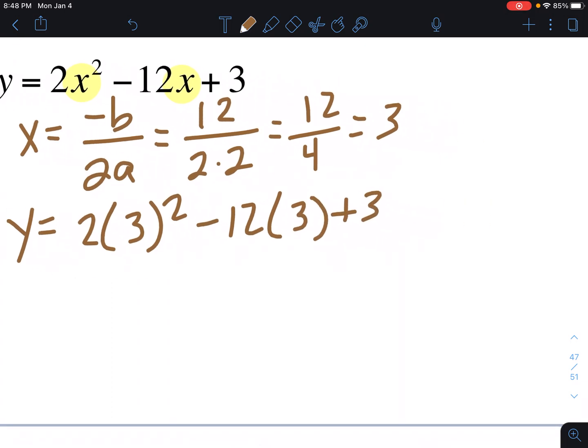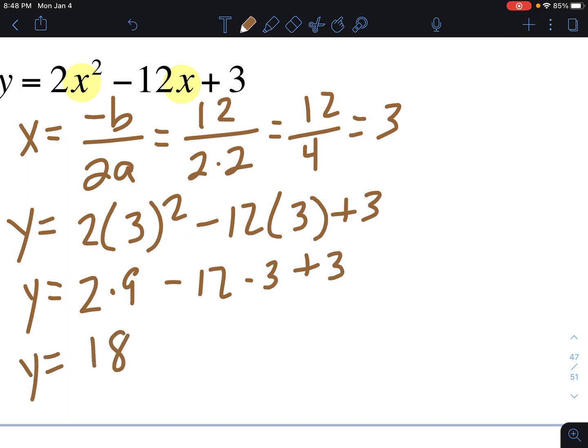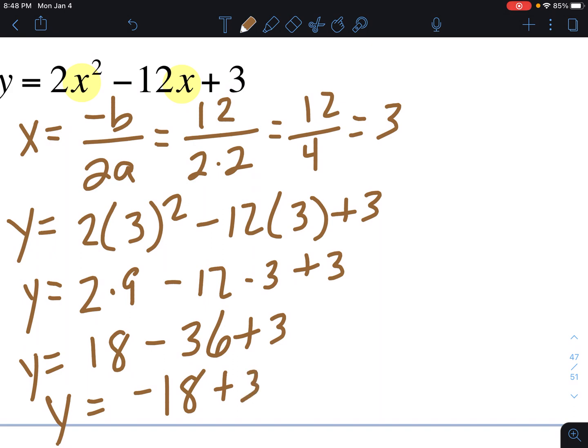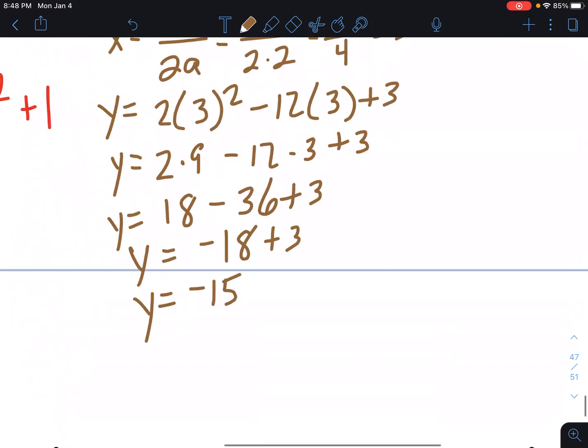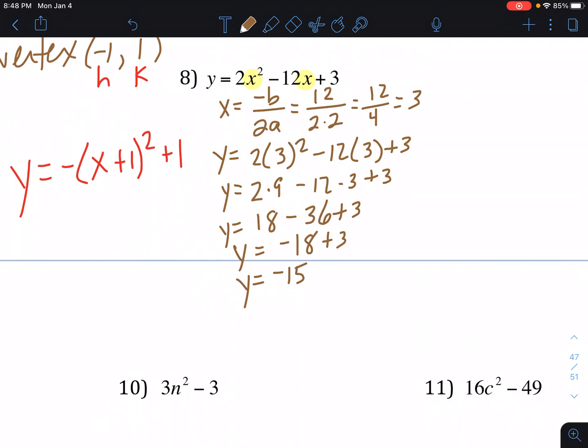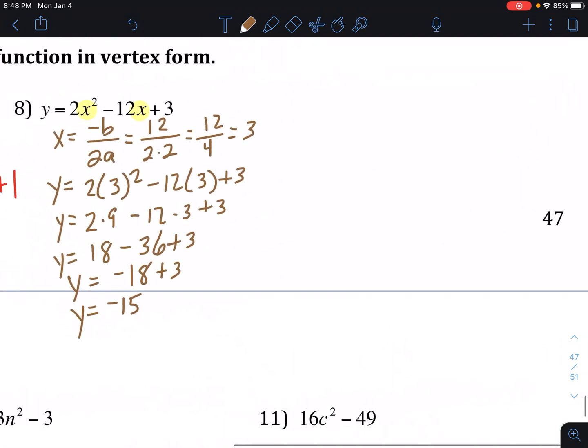And we're going to use order of operations. So that'll be 3 squared is 9. Multiply left to right. Subtract. And add. So our vertex is 3, negative 15.